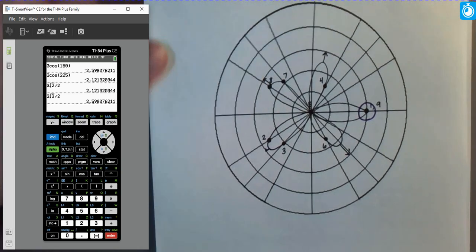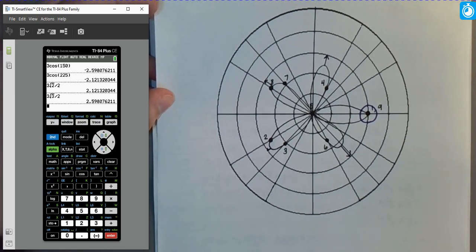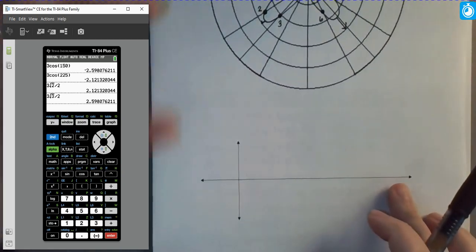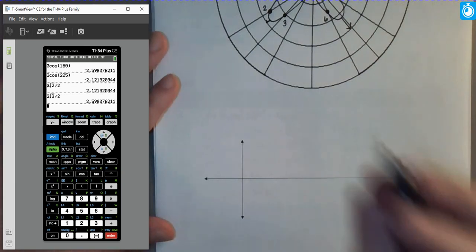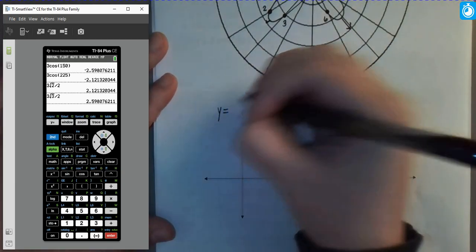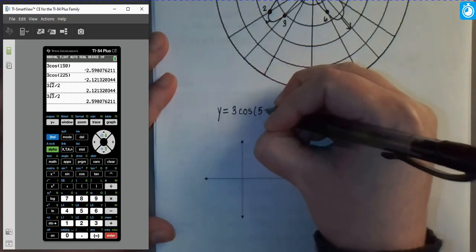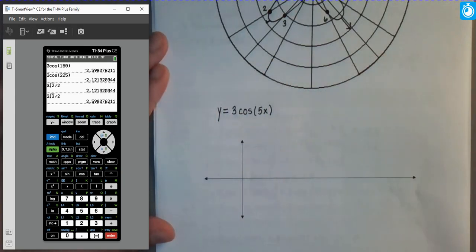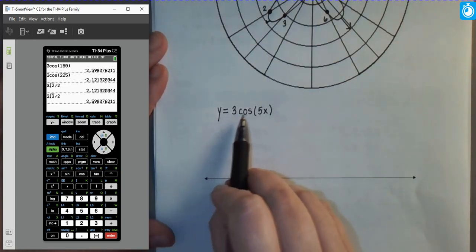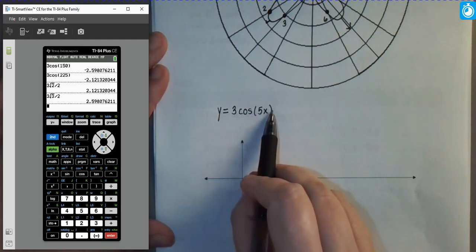What you're going to have to do is rethink the problem a little bit. We're graphing it in polar form, but I want you to pretend for a minute that this was not a polar graph. What if instead you were graphing y equals 3 times the cosine of 5x? What if you were graphing this in terms of x and y instead of in terms of r and theta? If you think about it that way, that's going to give you a way to find these petal tips more accurately.